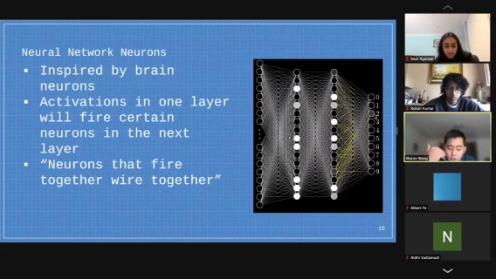In your brain, you can imagine you have pathways. Say you develop a habit: neurons that fire together, wire together. This is where the saying comes from. Basically, certain neurons will cause certain next neurons to fire.